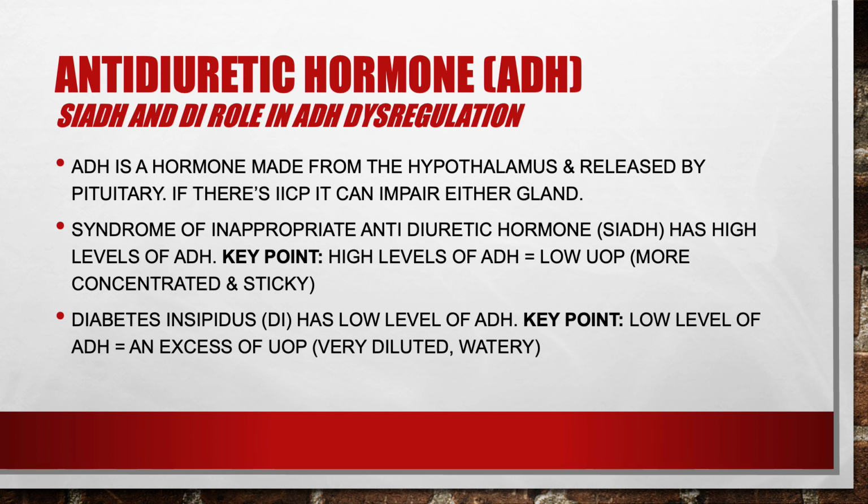Diabetes insipidus, or DI, is low levels of ADH. The key point is that it's a low level of ADH. You're going to see an excess of urinary output. It's very diluted, mainly composed of water.